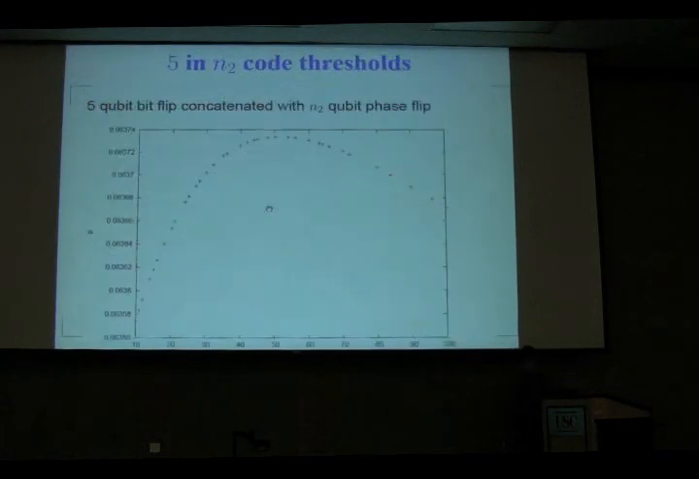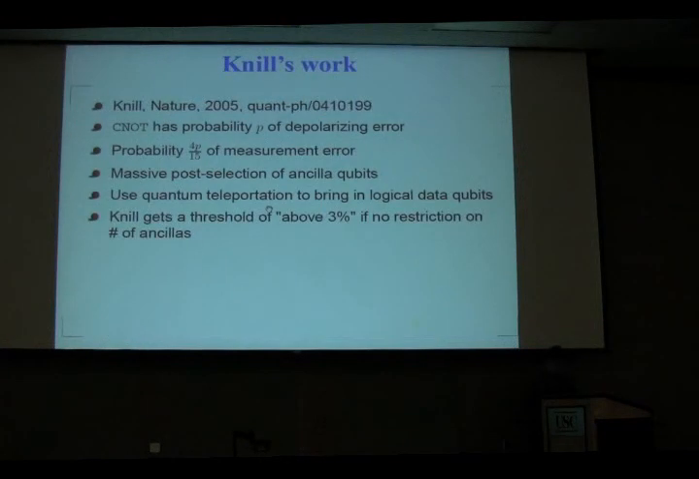And this provides a constructive approach for correcting noise. So here's a graph, in terms of the probability P of an error. I have a 5-qubit bit flip code concatenated with the N2-qubit phase flip code. As I say, I did these exactly, and the maximum is around N2 equals 50. This is all regular error correction.